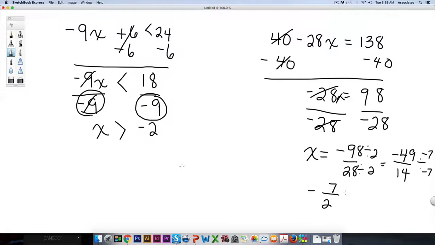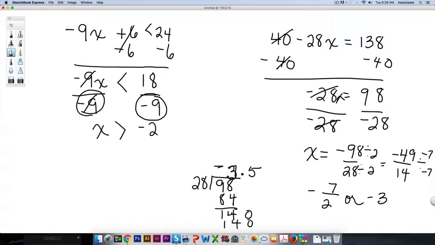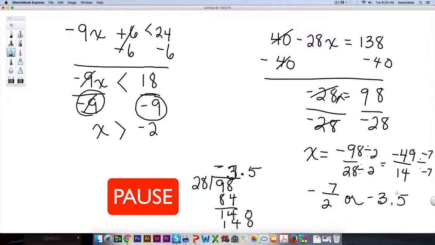Or you could have just divided in your calculator. You could divide 28 into 98. It would give you 7.5. I'm sorry, it would give you 3.5. And remember, it's negative. Okay? 3 times 4, 2, 6, 7, 84. And we add 14 left over. So when I bring the 0 down, there's my answer. So you can have either answer. It never specified whether I could leave it a fraction or a decimal. All right?